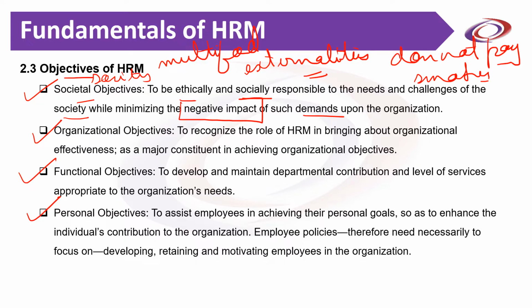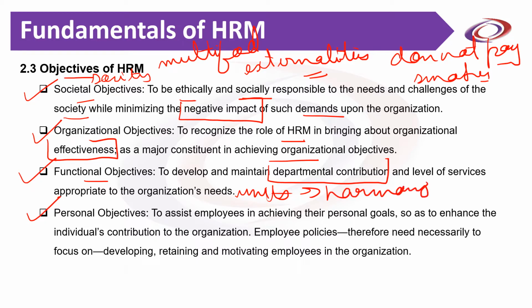Then organizational objectives, herein to recognize the role of HRM in bringing about organizational effectiveness, and to motivate the employees in such a manner that they all are working towards achieving the goal of the organization, the organizational objectives. Then third are the functional objectives, that is to develop and maintain departmental contribution. Every organization is divided into different units and they have their own goals, but departmental contribution, along with the organization's needs, should be in harmony.